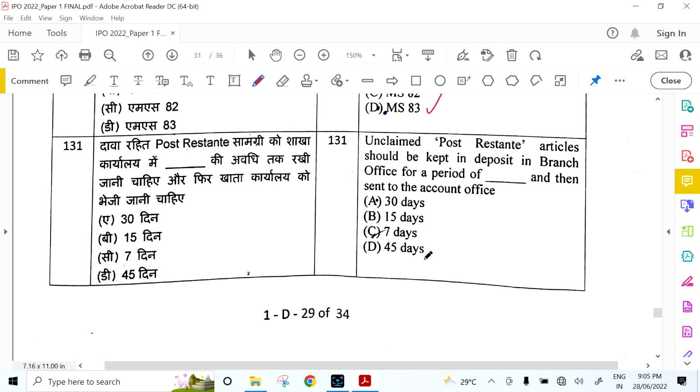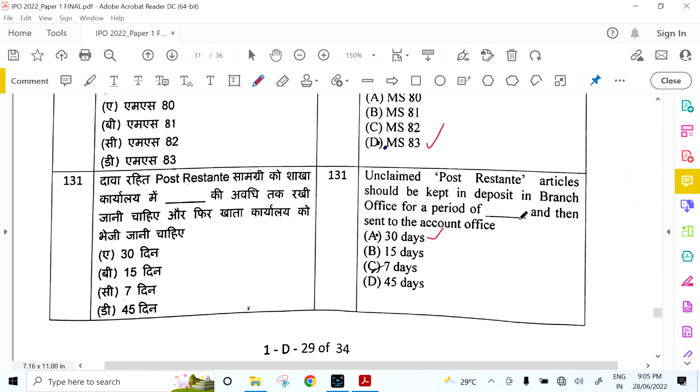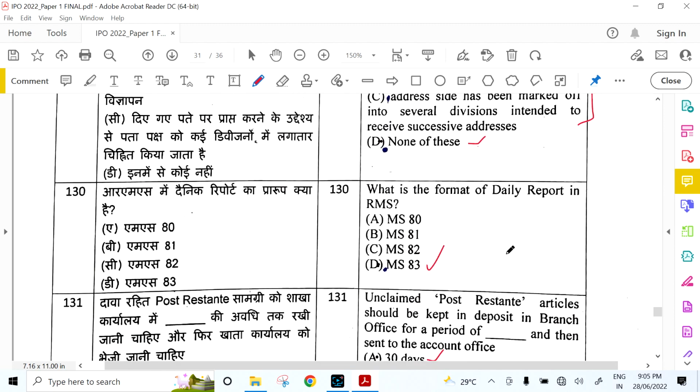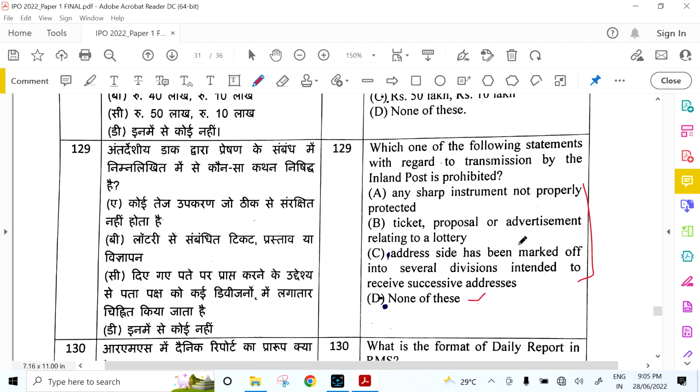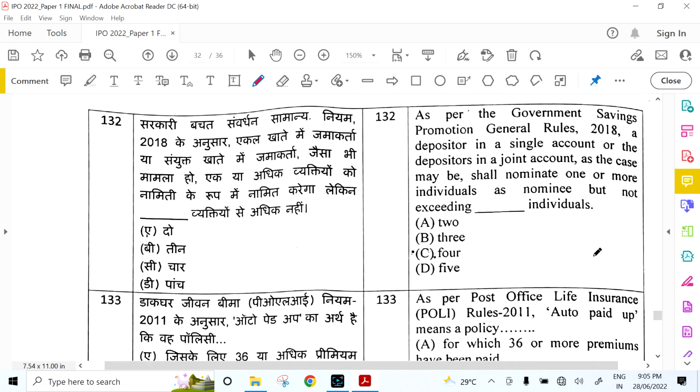It is for a period of 30 days it should be kept and then sent off. Yeah, BO rules, it is as per BO rules. And this one is 130, as per rule 28 of volume 7. And this is somewhat not clear anyhow. Let us see, wait for this one.